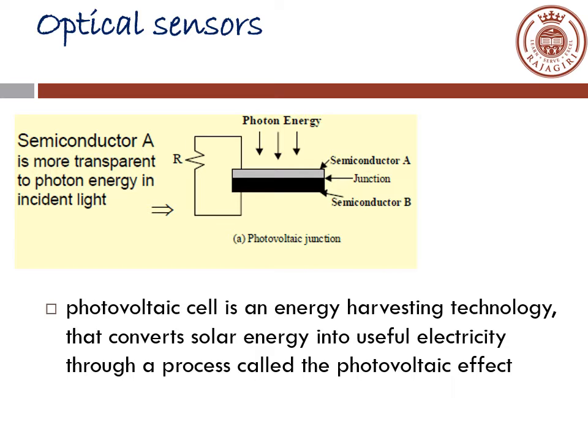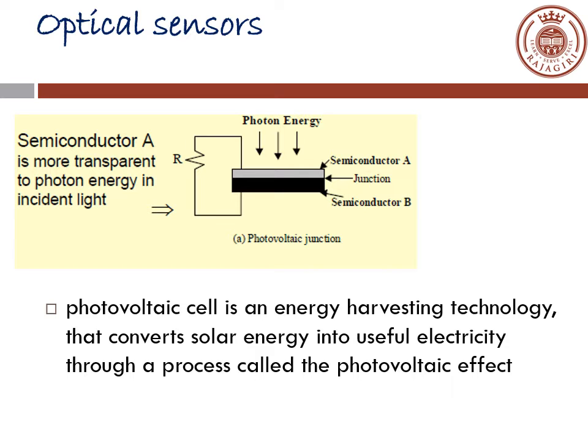You have a photovoltaic junction. It is made using two dissimilar materials, two semiconductors. Let them be semiconductor A and semiconductor B, where semiconductor A is more transparent to photon energy inside the incident light. So this is a photovoltaic cell. This is used as an energy harvesting technology. The purpose of this photovoltaic cell is that it converts solar energy into useful electricity through a process known as the photovoltaic effect.